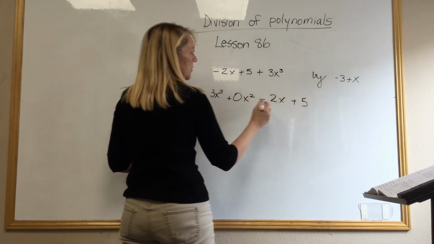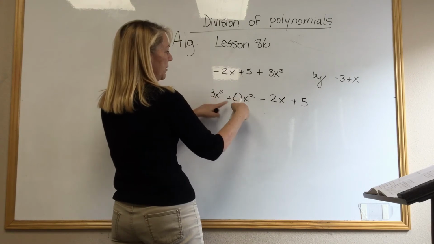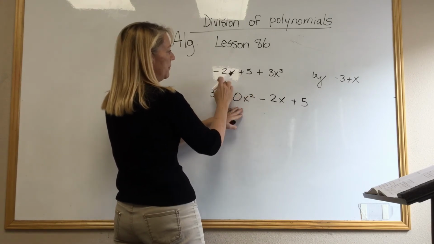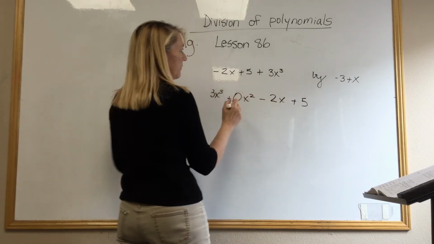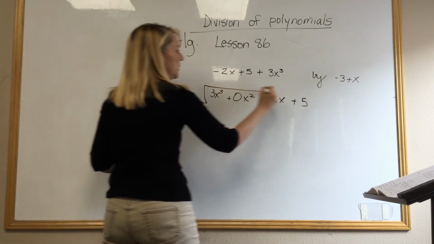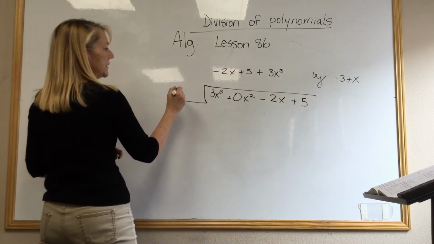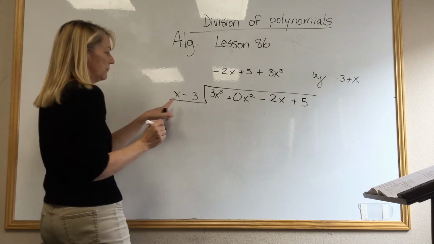Plus 5. So I put this up front, then I put in my filler, and then I put the negative 2x, and then I put the 5. And then I make my division box, and I say x minus 3, because you want the variable first.